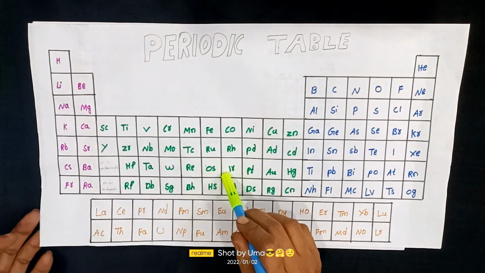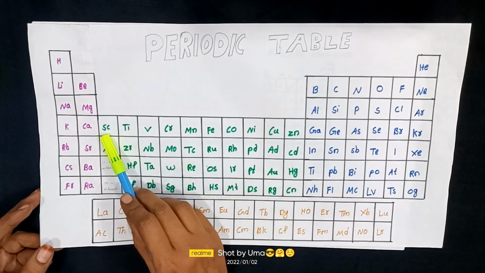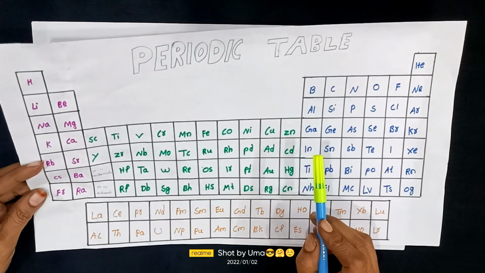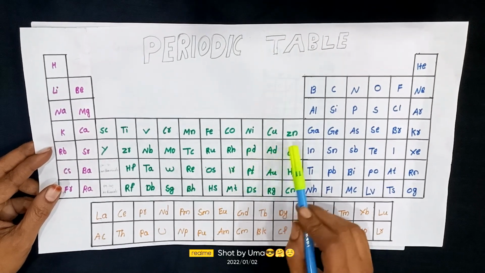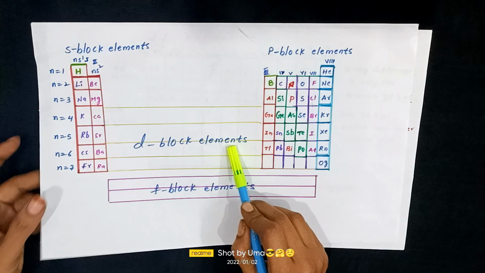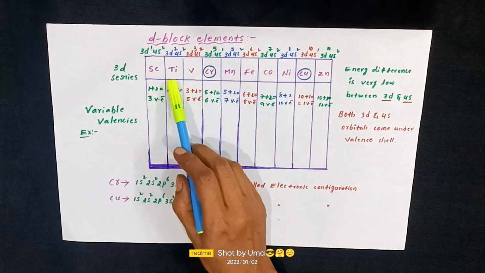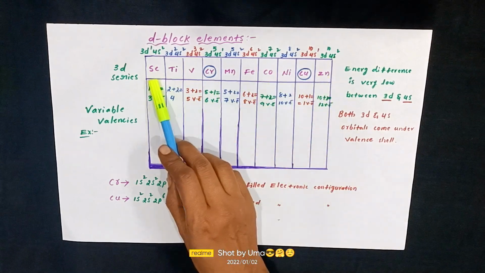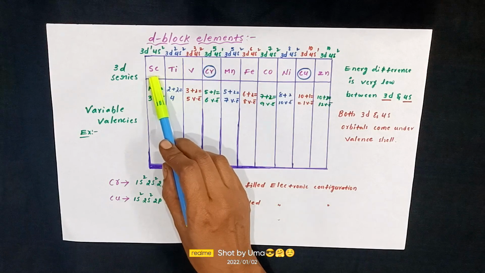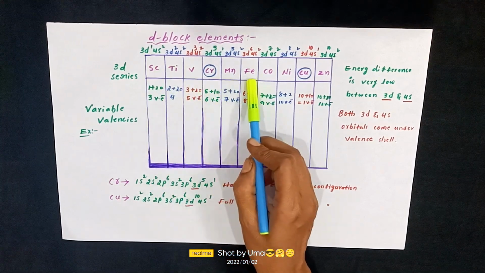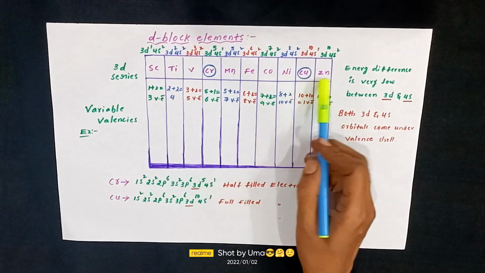I need not explain all those elements. Just from scandium to zinc, I will explain their respective valency electronic configuration. So this is about D block elements, children. I have written here the elements from 21 to 30, scandium to zinc. This is the 21st element, children. Atomic number is 21. Here are scandium, titanium, vanadium, chromium, manganese, iron, cobalt, nickel, copper and zinc.